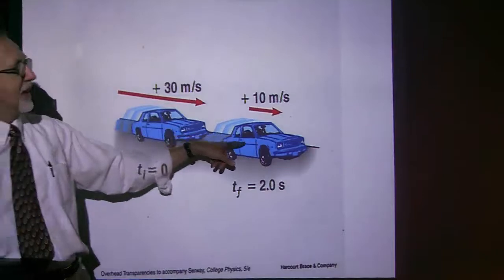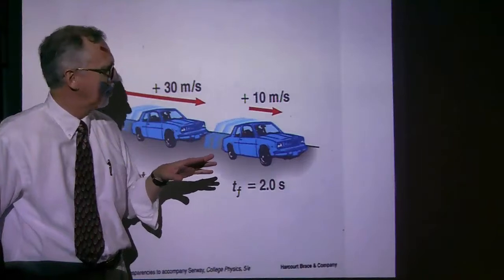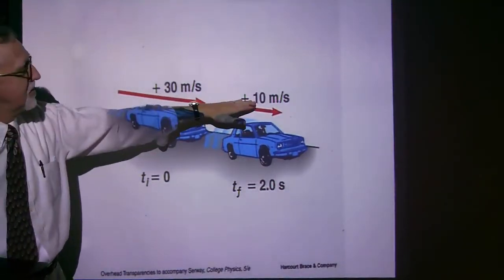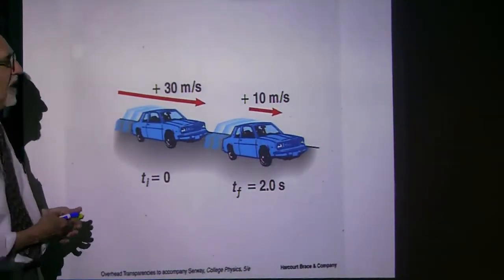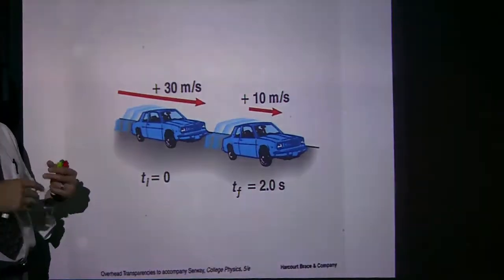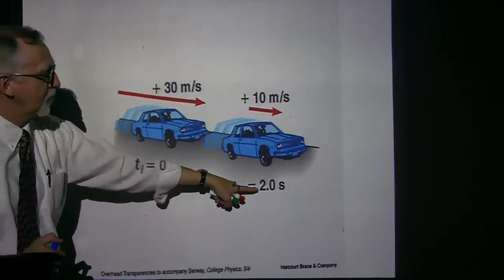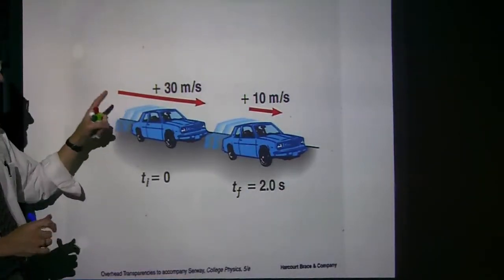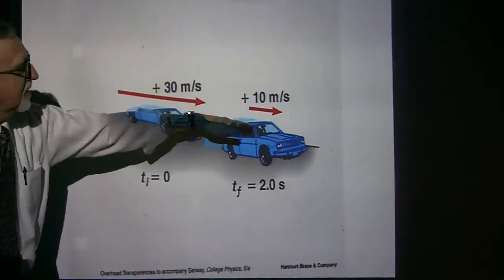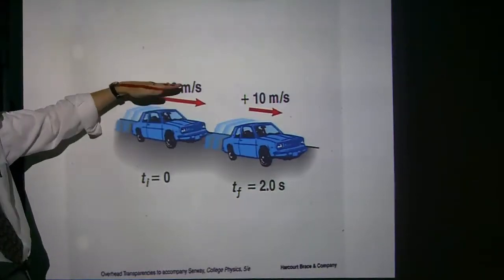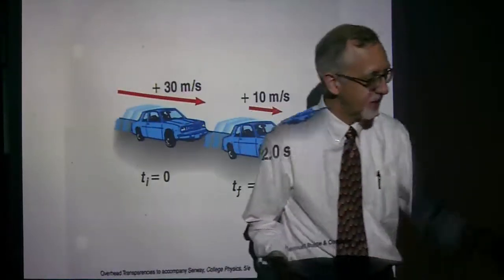So negative 20 meters per second divided by 2 seconds. Negative 20 divided by 2 is negative 10. So we have an acceleration of negative 10 meters per second squared. Let's make sure I get that right. 10 minus 30 is negative 20. Negative 20 divided by 2 is negative 10. There we go. Negative 10 meters per second squared. So we have a negative acceleration, which is telling us basically that the car is slowing down. It's going from 30 meters per second to 10 meters per second. Negative acceleration means the car is slowing down.